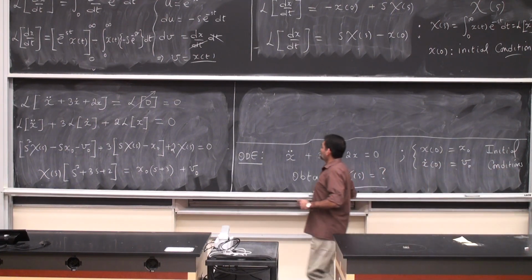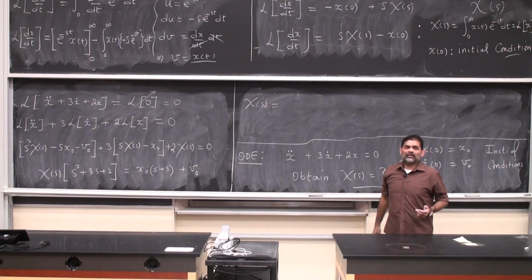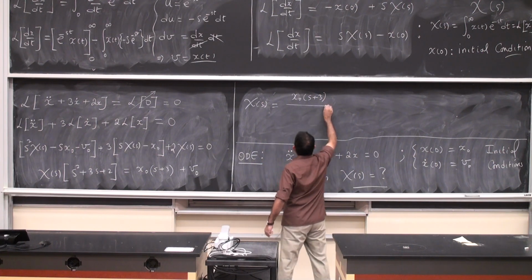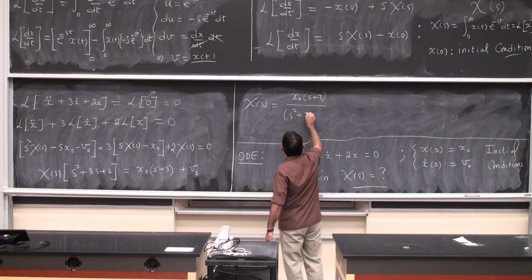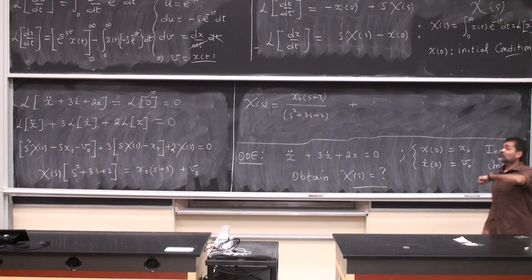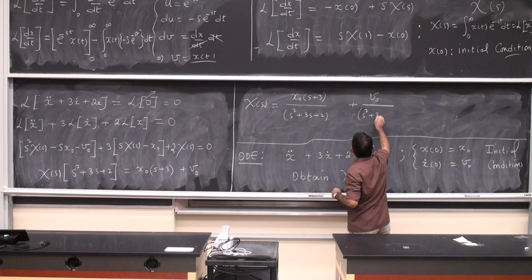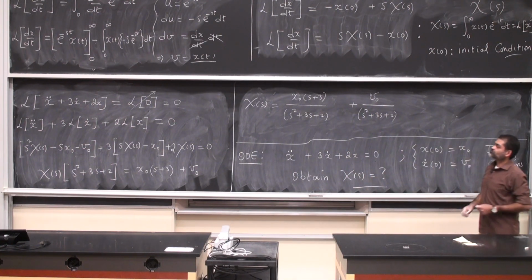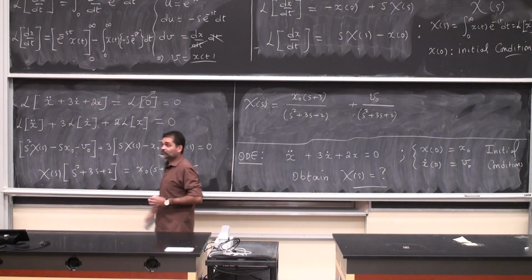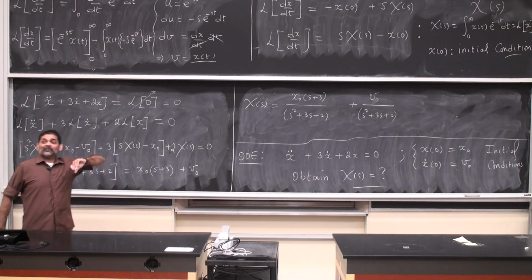Put everything together now. So X of s is equal to x naught times s plus 3, plus v naught, divided by s square plus 3s plus 2. What have I done? Of course, making things more complicated is our aim. I've taken the ODE, which is in the time domain, and brought it onto the Laplace domain.